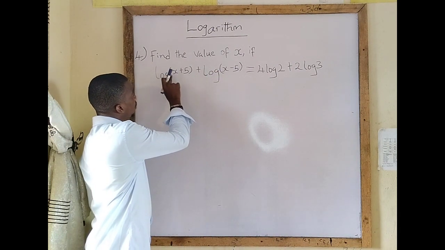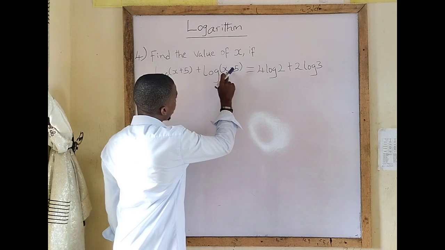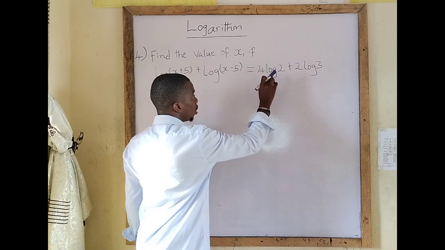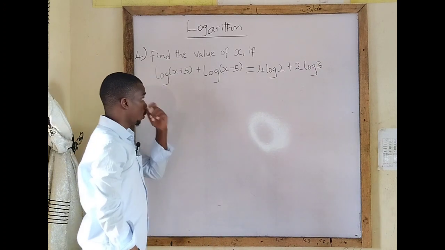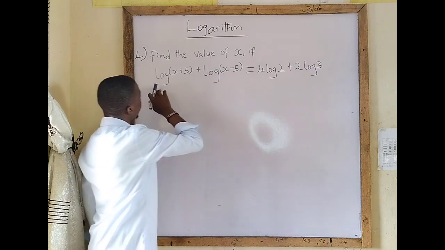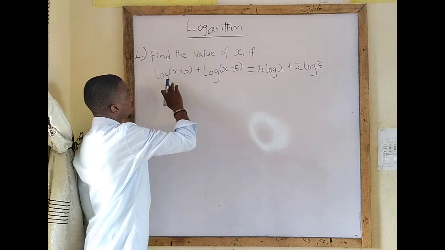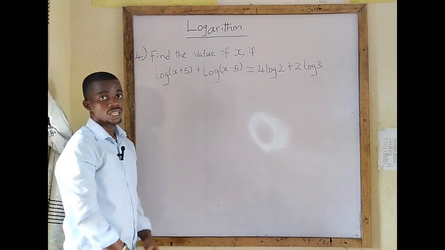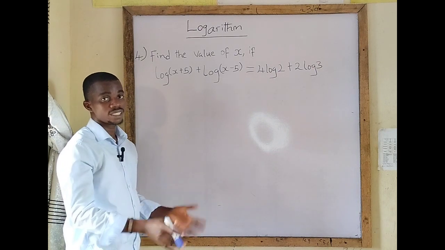log (x + 5) plus log (x - 5) is equal to 4 log 2 plus 2 log 3. Now if you look very well, you can see that there's no base on the logs, and this kind of logs we call natural log. Natural log is in base 10.